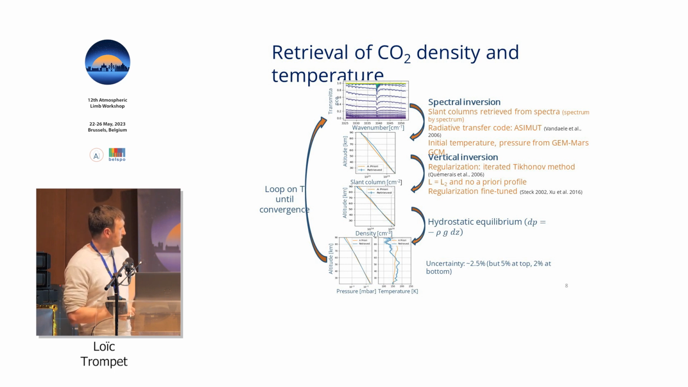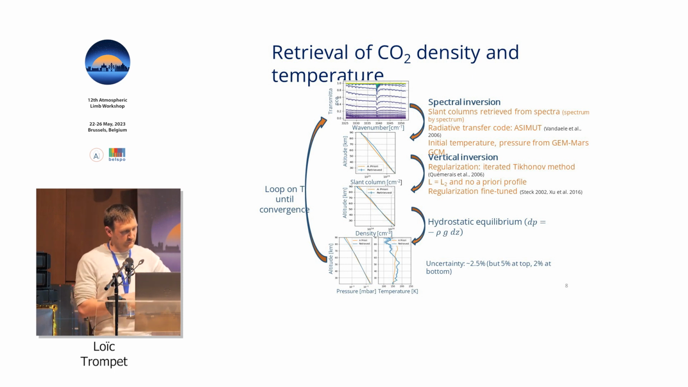In a second step, we convert those slant columns into density using the Hubble transform, or the inverse of the Hubble transform, and we use a regularization, which is the iterated Tikhonov method, and we fine-tune this regularization with the expected error estimation. There will be a slide about this just after this one.